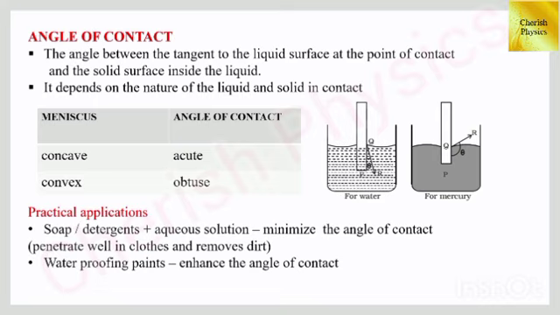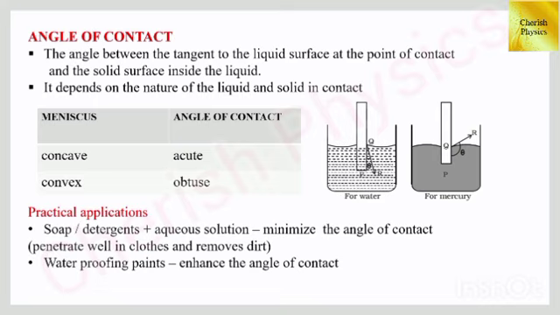If we dip a glass rod inside water, its meniscus will be concave and hence the angle of contact is acute. But if you dip a glass rod in mercury, its meniscus is convex and its angle of contact is obtuse. Let us see the practical applications.